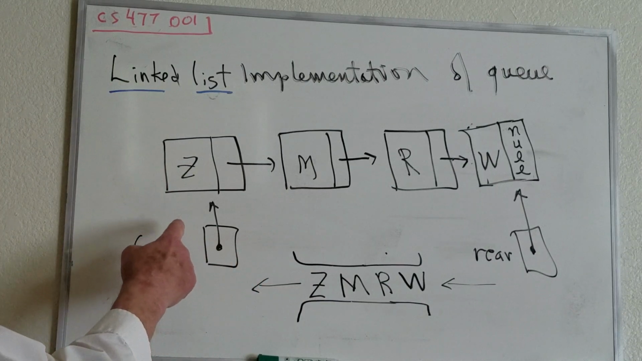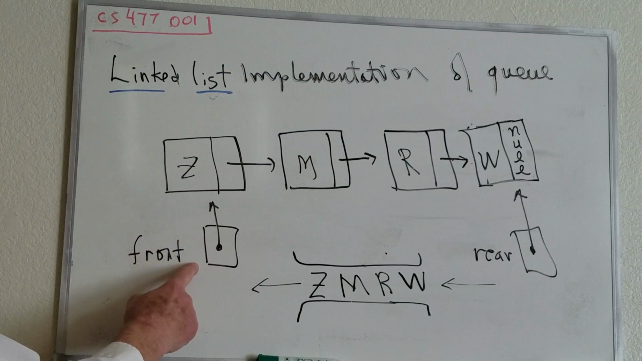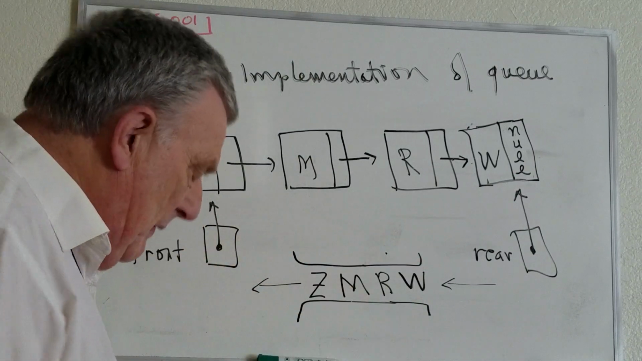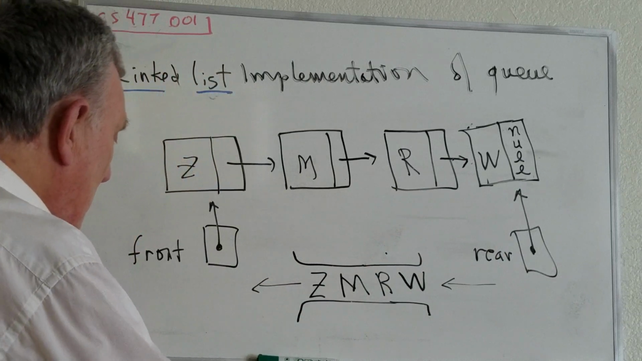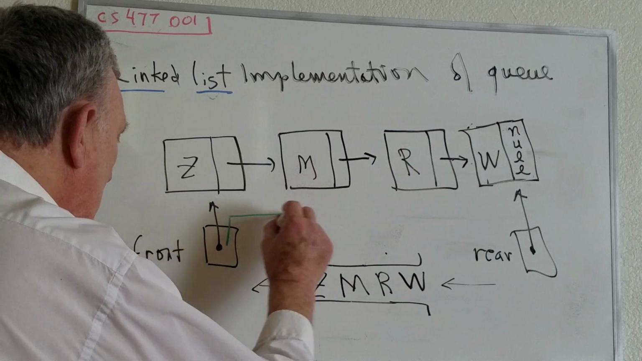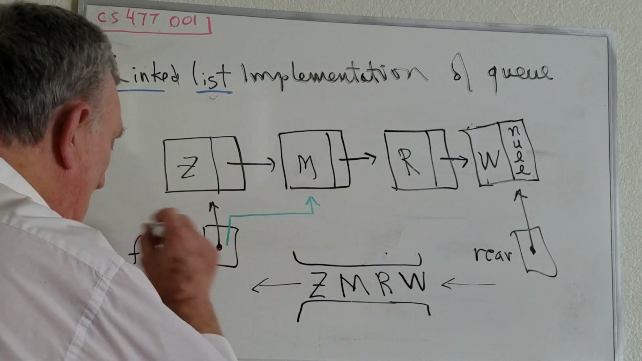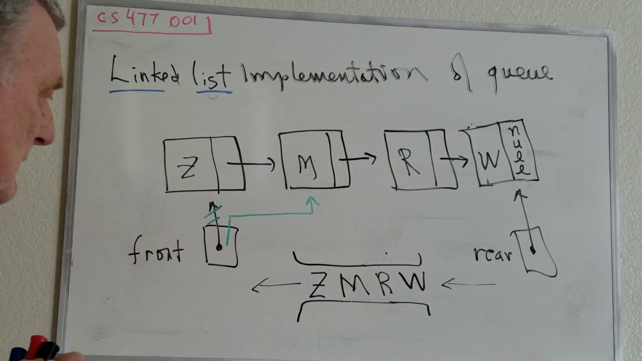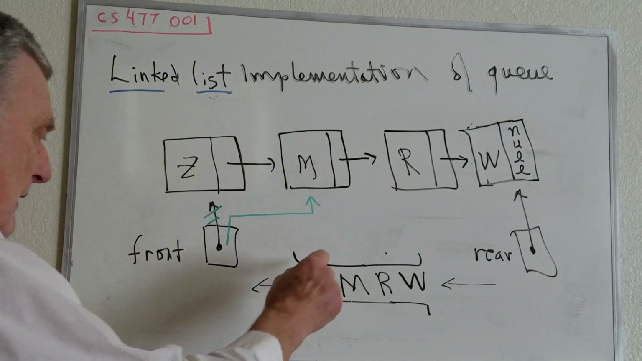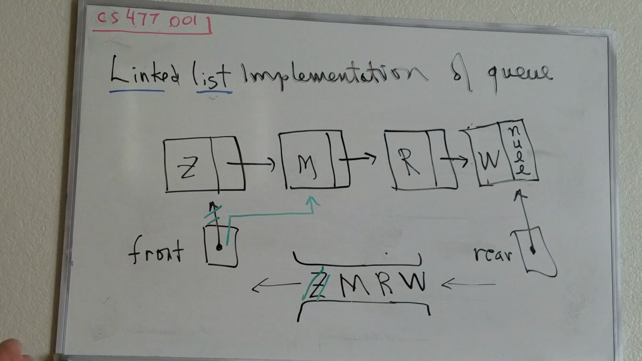Now here, we need to have 2 pointers, a pointer to the front item and a pointer to the rear item, which means it's very easy to delete an item. All you have to do is do that. And now the new front, it's the same as deleting Z from the queue.